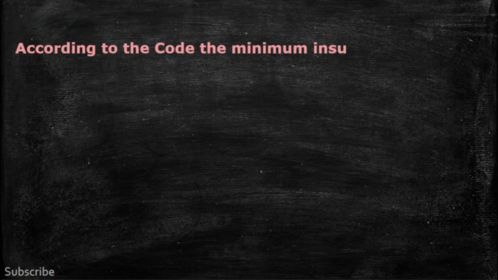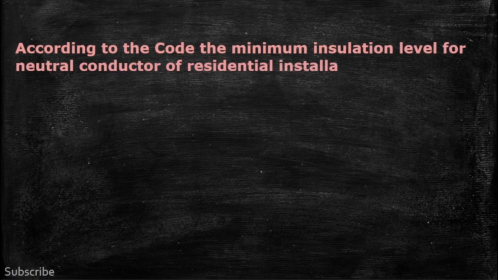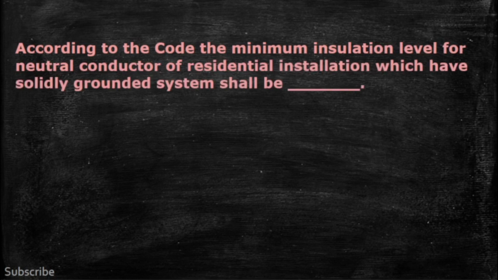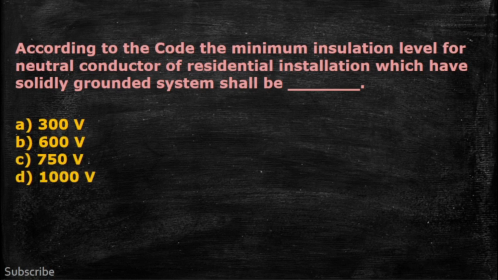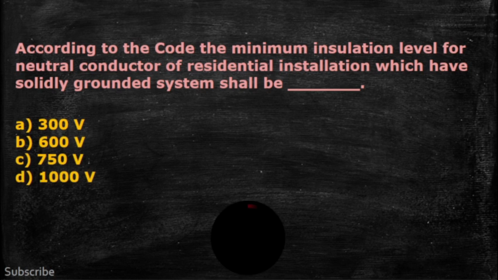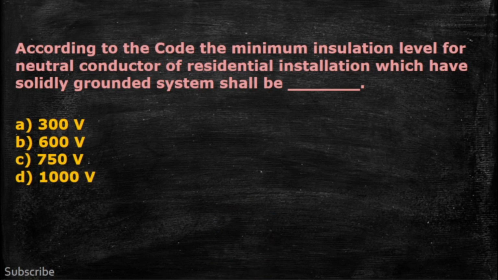Question number 17. According to the code, the minimum insulation level for neutral conductor of residential installation which have solidly grounded system shall be blank. A. 300 volts. B. 600 volts, C. 750 volts, D. 1000 volts. The correct answer is letter A. 300 volts.